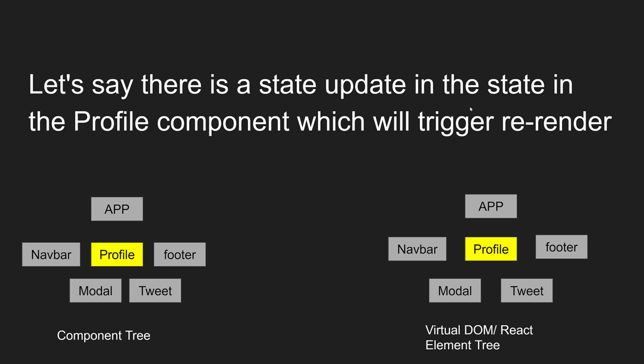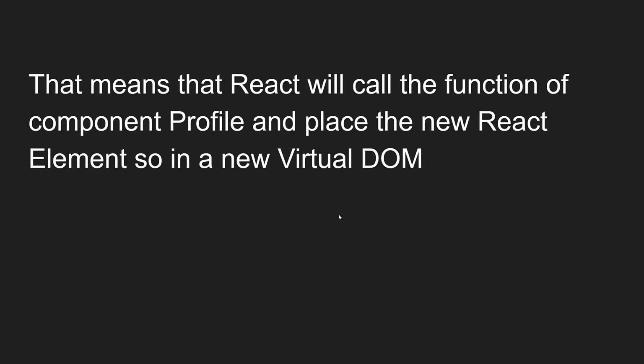Let's say there is a state update in the profile component. So let's say here I have used a profile component. The state has been updated, which will trigger a re-render. So what will trigger the re-render? The profile. This means that React will call the function of the profile component, and the profile component function will be called and place the new React elements in a new virtual DOM. So that is the main thing.